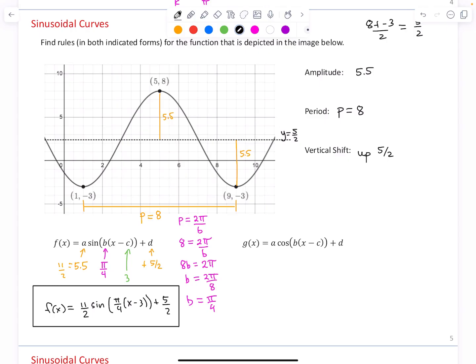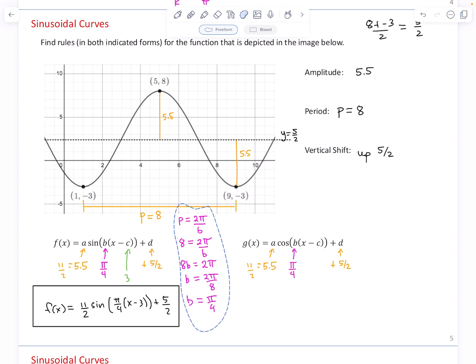For that matter, we could have also used a cosine as our parent graph. The values of a, b, and d would not be any different, because we still need an amplitude of 5.5. We still need a period to be 8. So following this series of calculations, that tells us that b itself has to be pi fourths. And we still need a vertical shift up 5/2, so we need plus a 5/2 at the end.